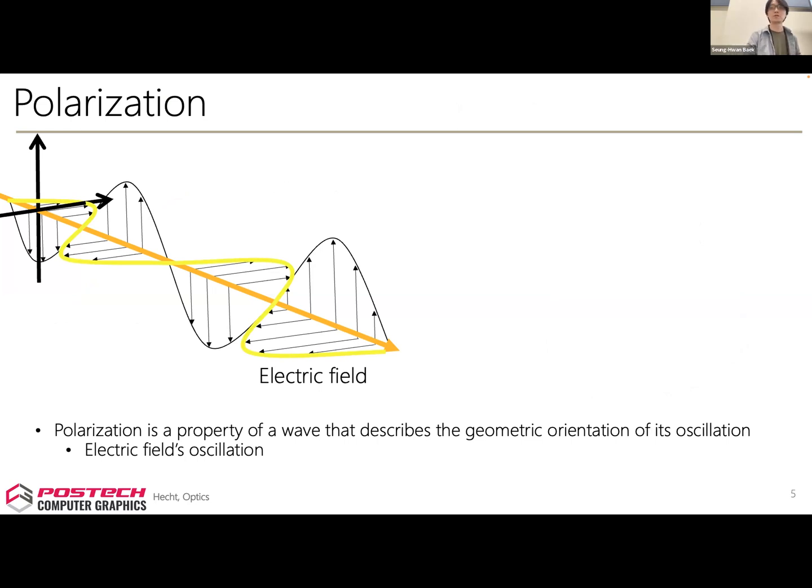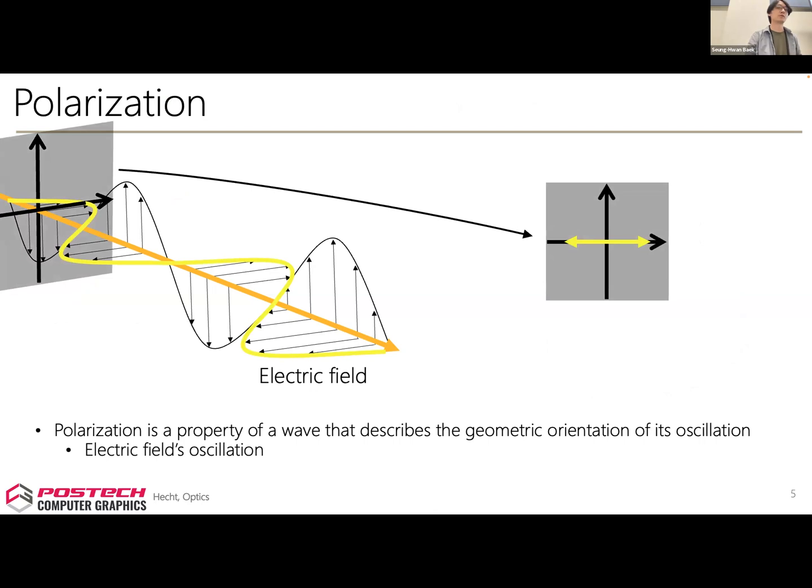So one way to explain polarization is to project this geometric oscillation pattern of the electric field onto a tangent plane perpendicular to the propagation direction of light. Once you project the trace of this electric vector, it has some shape, right? And that describes the polarization state of light.